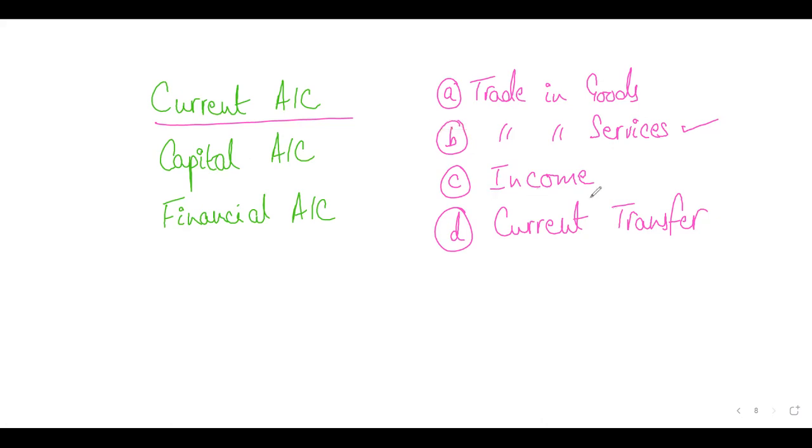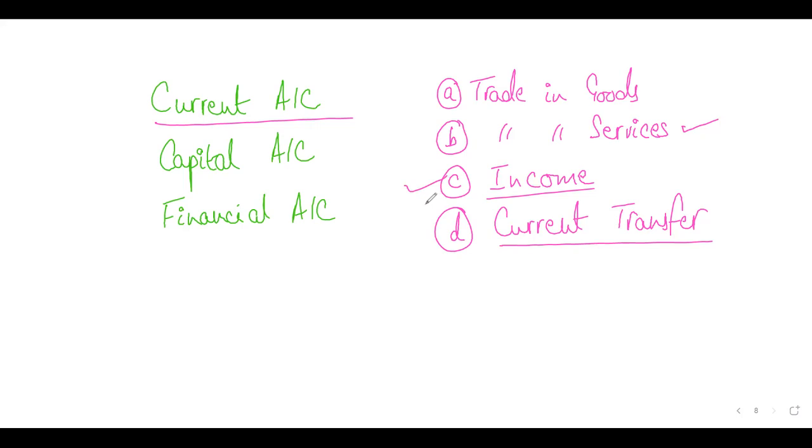So income records the rent, income, the dividends that you receive, right? And the current transfer records the remittance that you receive, right? So there's a difference between rent income, dividend, and remittance. Remittance would be if your parents or any one of your family members living abroad send you money back home. That's current transfer. Income, on the other hand, is the money that you generate on an asset.